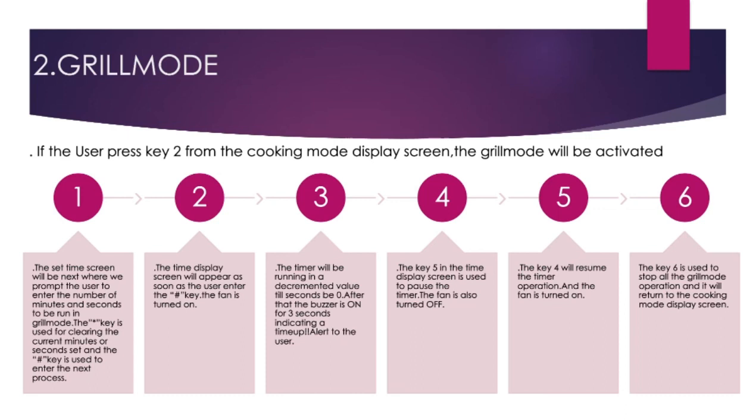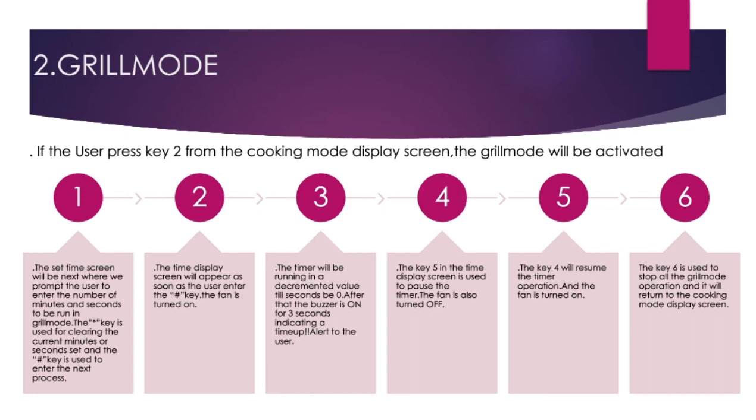Step 2. The time display screen will appear as soon as the user enters the hash key, and the fan is turned on. Step 3. The timer will be running in a decremented value till seconds reach 0. After that, the buzzer is on for 3 seconds, indicating a time alert to the user. Step 4. Key 5 in the time display screen is used to pause the timer. The fan is also turned off. Step 5. Pressing key 4 will resume the timer operation and the fan is turned on.